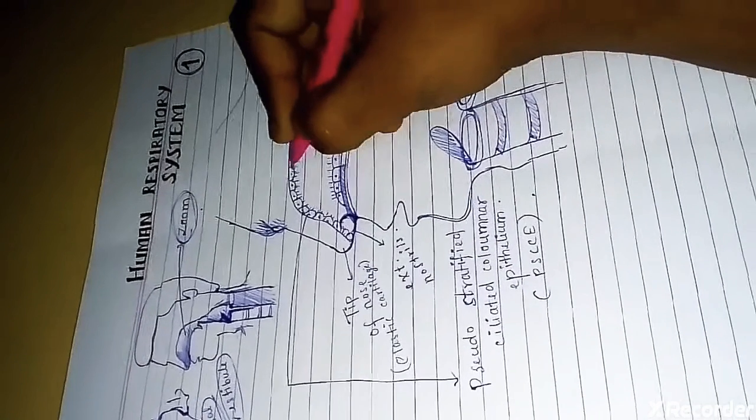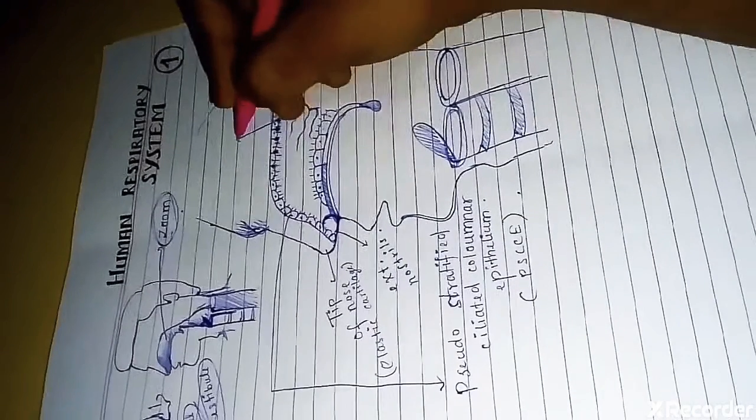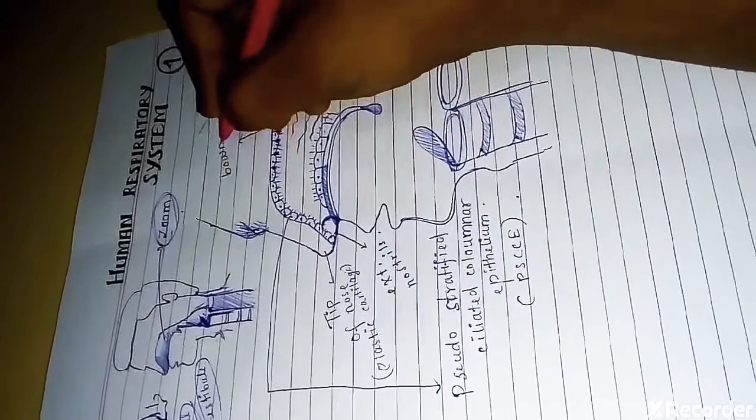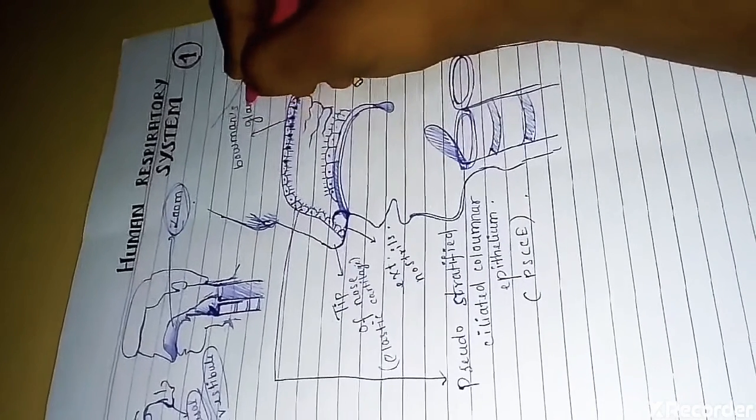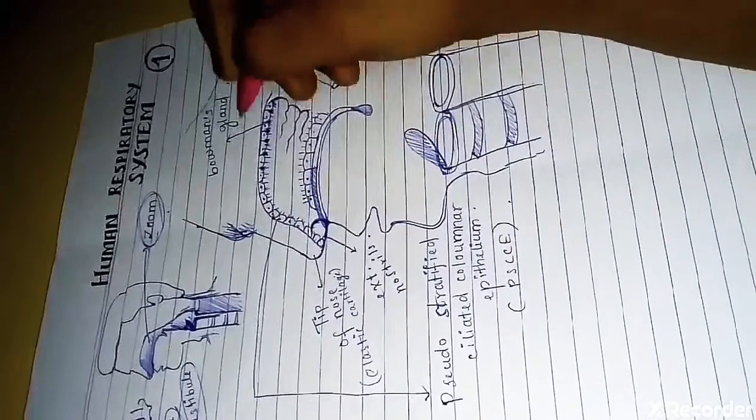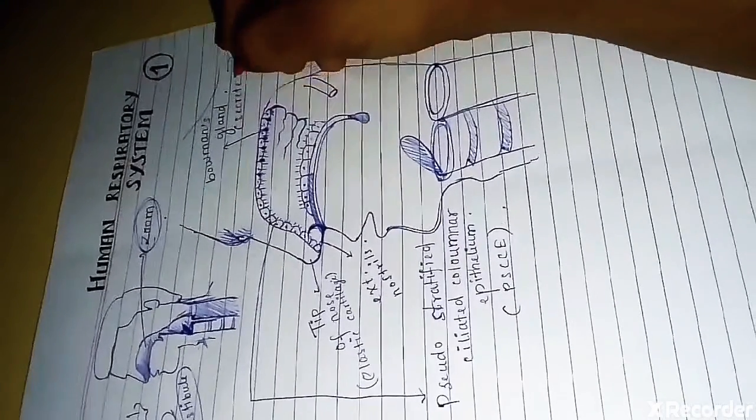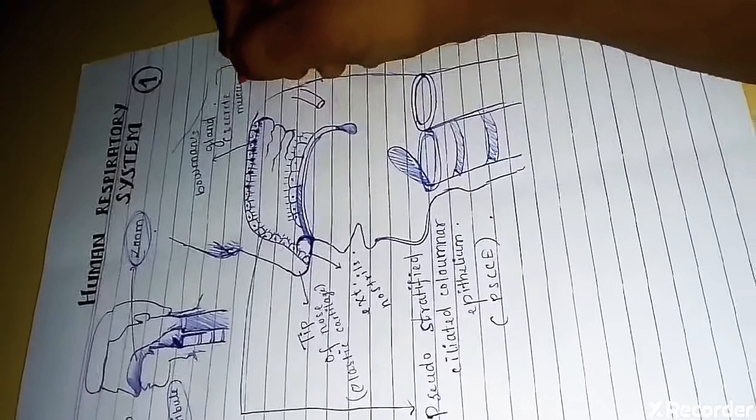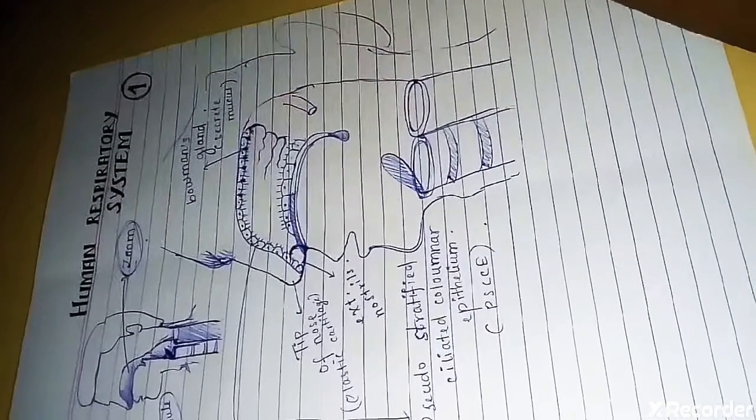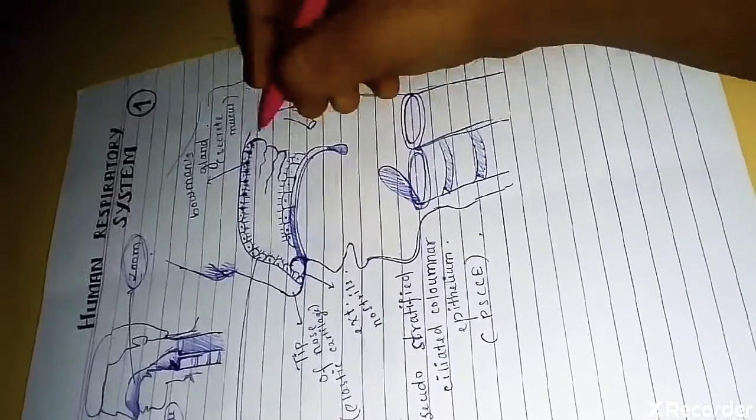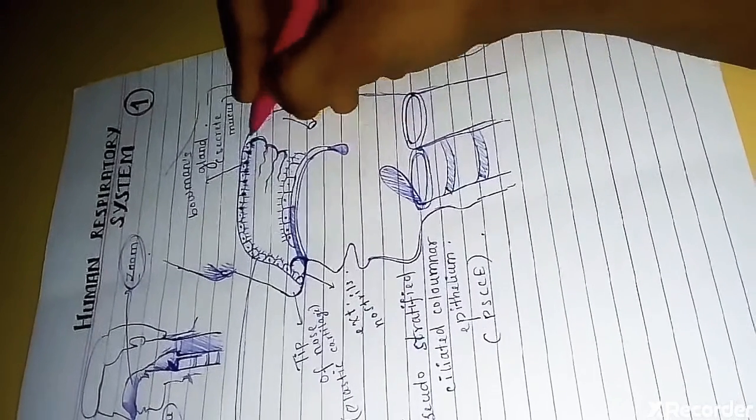Now observe these dotted structures which I am indicating. These are known as the Bowman's glands. The function of the Bowman's glands is to secrete mucus. Mucus is basically a watery fluid which keeps the nasal chamber moist for the easy passage of air, and it also captures the dust particles.